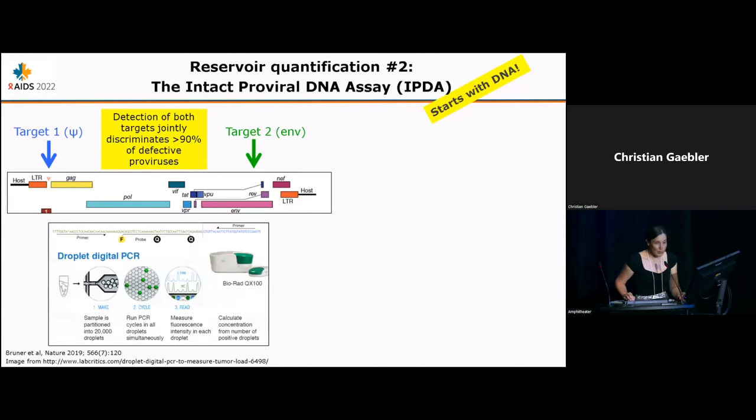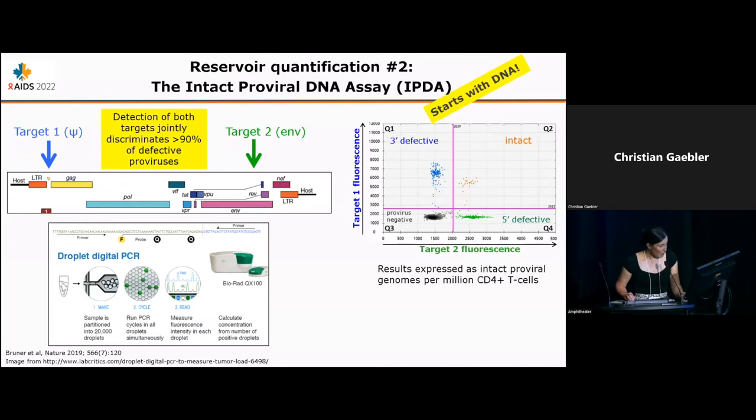It uses droplet digital PCR, which is similar to regular PCR, except that instead of doing one giant reaction, that reaction is fractionated into 20,000 nanoliter sized reactions, each of which proceeds in parallel. And detection of these targets takes place in every individual well. And after that, this is what the raw data looks like.